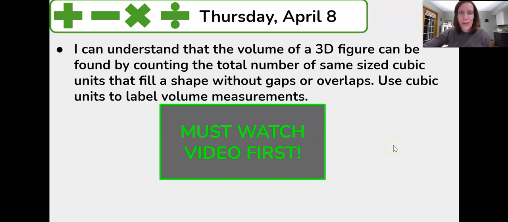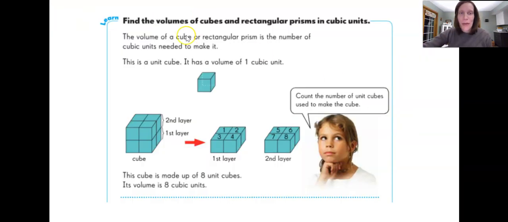Good morning, fifth graders. Today we are going to continue with our geometry and move into finding the volume of 3D figures by counting the total number of same size cubic units that fill a shape without gaps or overlaps. So this is what that means. We are going to find the volume of cubes and rectangular prisms in cubic units. The volume of a cube or rectangular prism is the number of cubic units needed to make it.